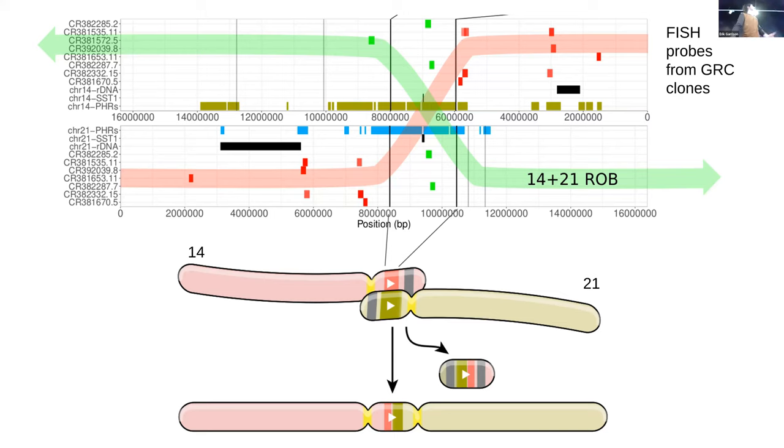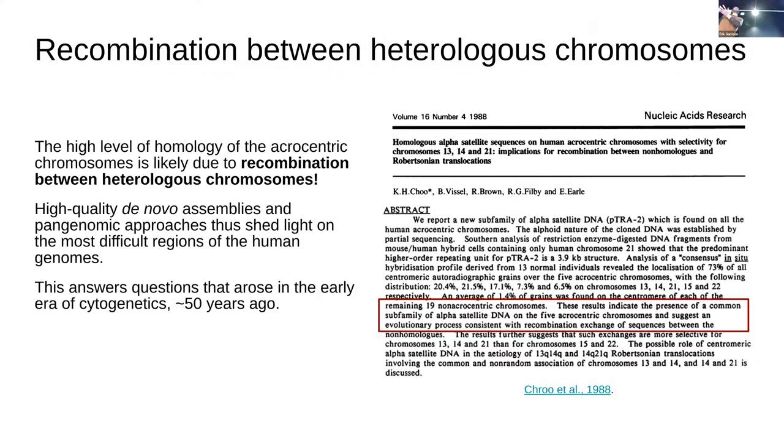So this is cool because here we have this really new data and new methods, and we've answered questions that have been around since we could see chromosomes with microscopes, because the Robertsonians have been known about for a very long time. We're talking about stuff that arose 50 years ago in early cytogenetic research.